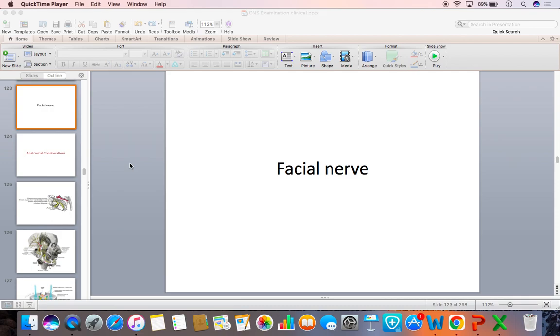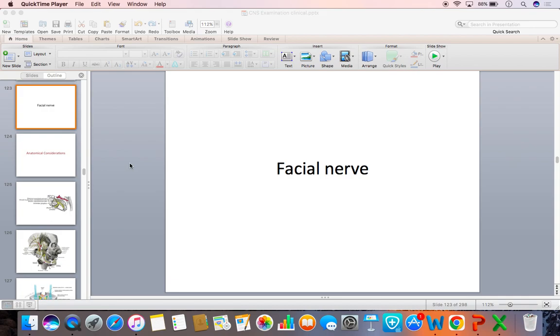Before we go to the clinical lesions of facial nerve, we briefly talk on the anatomical features of the facial nerve. Facial nerve is a mixed nerve. It carries out the motor, sensory, and the secretory motor functions. It carries out the motor functions by supplying the muscles of facial expression, and it carries out the secretory motor functions because it supplies the lacrimal and the salivary glands.